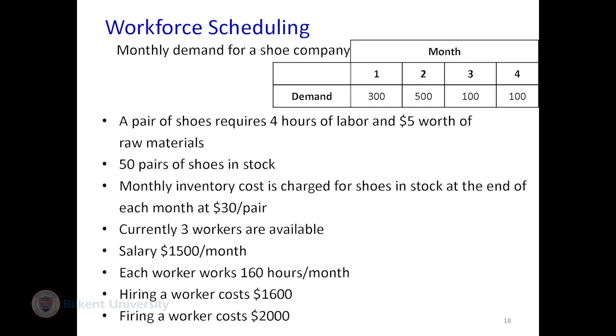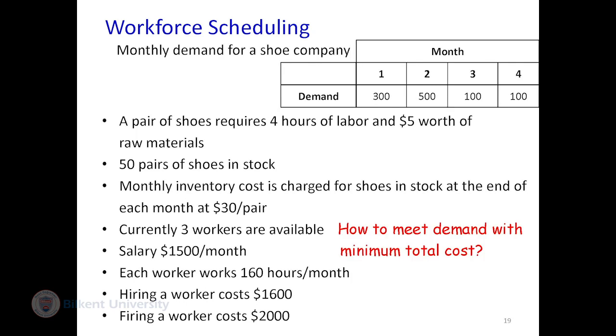Currently, I have 3 workers, and I'm paying $1,500 per month for each of them. Each worker can work up to 160 hours each month. I can hire a worker and I can fire a worker, right? Because I have to satisfy my demand. So how to meet the demand with minimum total cost.